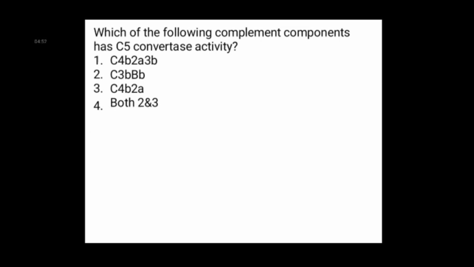Next question. Which of the following complement components has C5 convertase activity? Option 1, C4b2a3b. Option 2, C3bBb. Option 3, C4b2a. And option 4, both 2 and 3. And the correct answer is option 1, C4b2a3b.